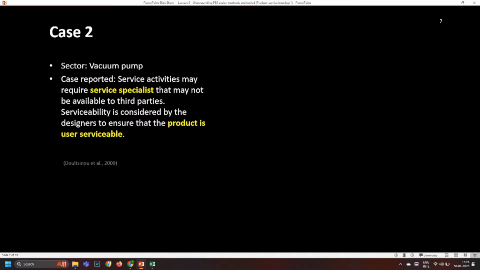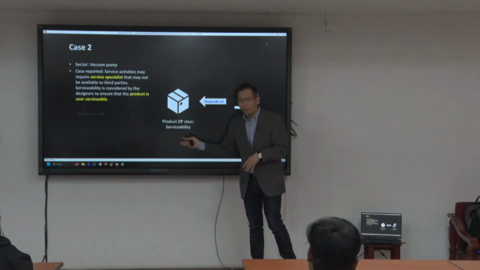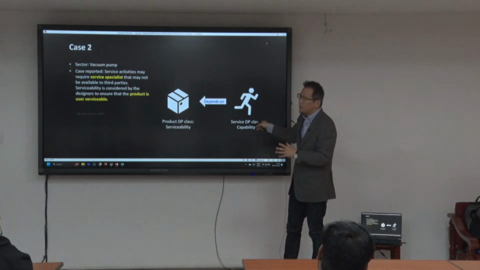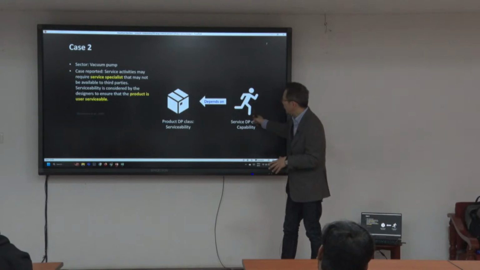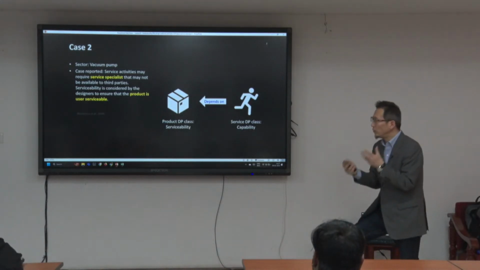In this case, it's interesting that specific services, in some cases, require specialists, not ordinary staff in the service, but service specialists. And also, the product needs to be serviceable, and depending on the personnel who executes the service, the product design must be ready for the service to be executed.